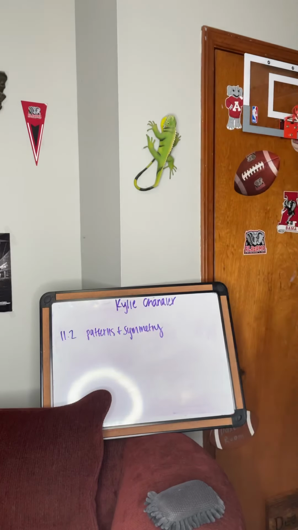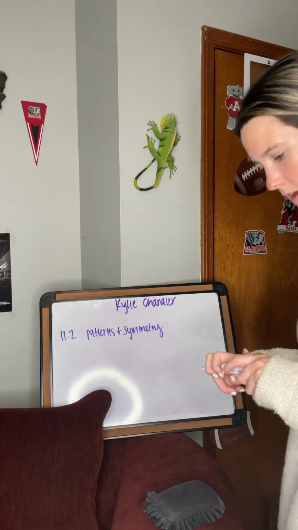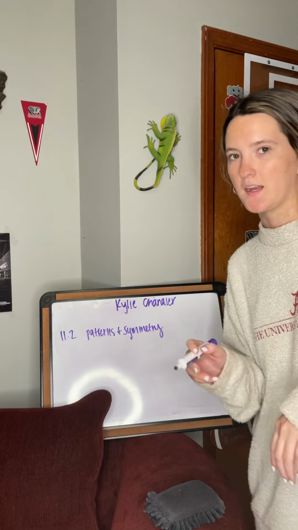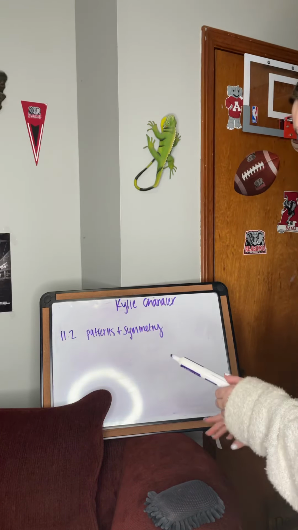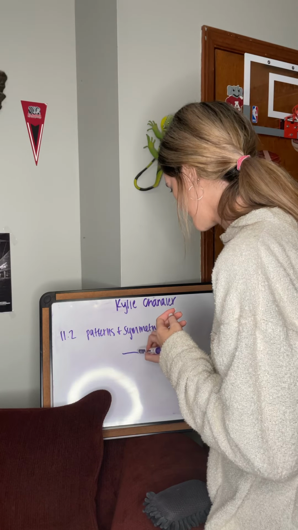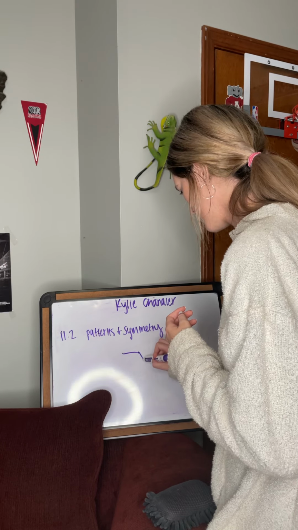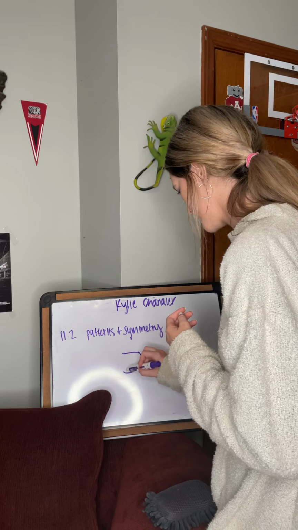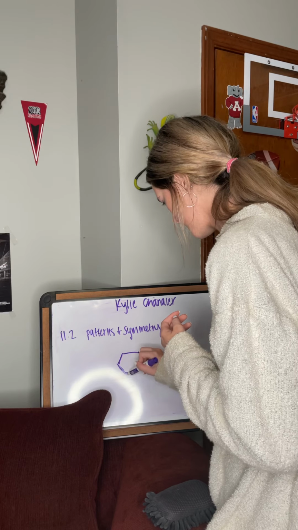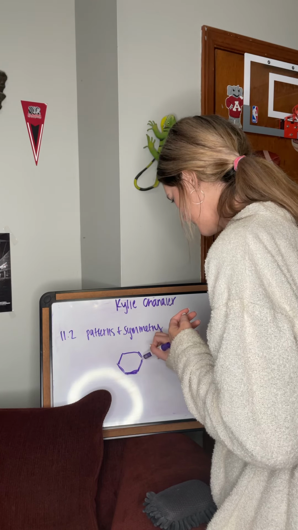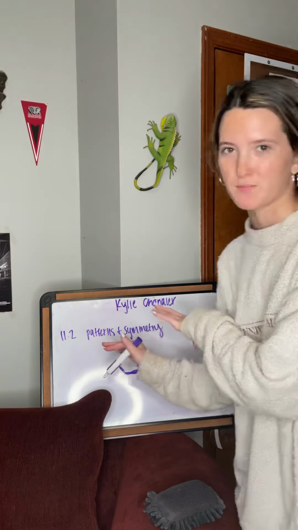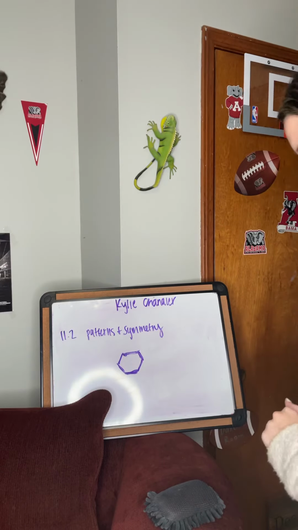Okay, first off, we're going to start with some basic shapes. I'm just going to draw some shapes and then explain their lines of symmetry in those shapes. So the first one we have is going to be a hexagon, which has 6 sides. Not the best artist, so bear with me. Looks good enough. Imagine it's perfectly even and that's a hexagon.